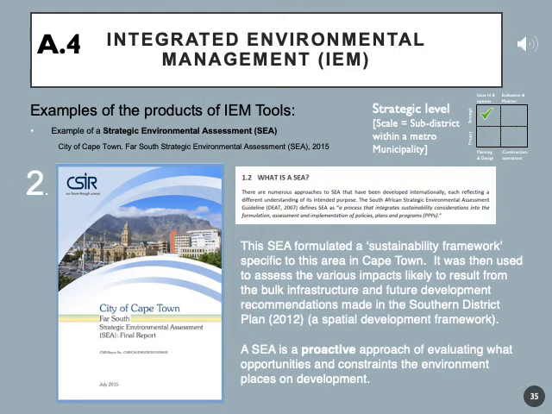The following two is the C, and the specific C is the one I've already mentioned for the far south, which is where I live. And this was issued by the City of Cape Town and prepared by the CSIR. And it again is on a strategic level. The scale is a sub-district within a metro municipality, and it's also at the beginning phase, so it's when you identify issues within a greater area.